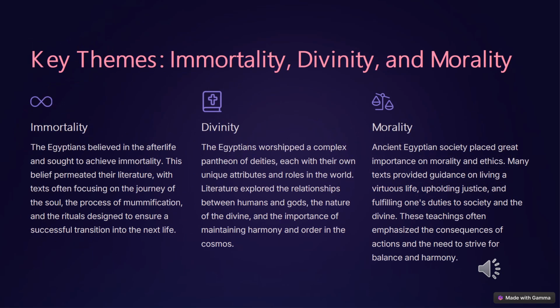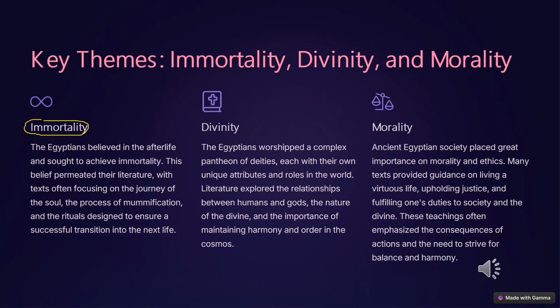Let's delve into the key themes of ancient Egyptian literature. These are immortality, divinity, and morality. First, we consider immortality. The Egyptians believed in the afterlife and sought to achieve immortality. This belief permeated their literature, with texts focusing on the journey of the soul, the process of mummification, and the rituals designed to ensure a successful transition into the next life.